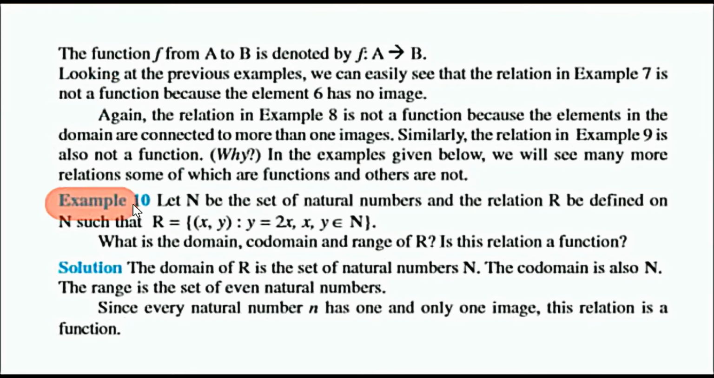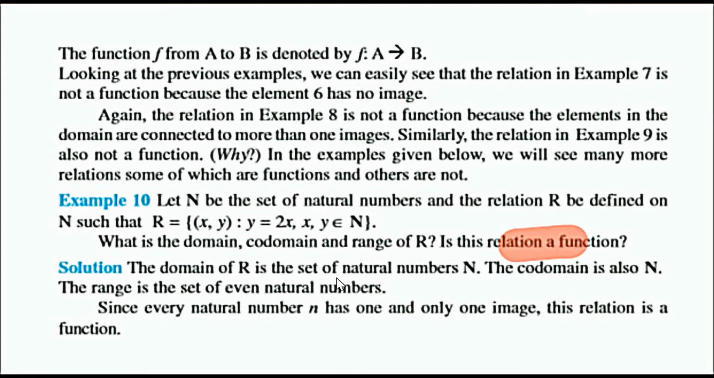Let us start with an example. N is the set of natural numbers, and the relation R is defined on the natural numbers such that R is (x, y), where y is equal to 2x, and x and y belong to N. What does it mean? We also have to find out the domain, codomain, and range of R, and whether this relation is a function.